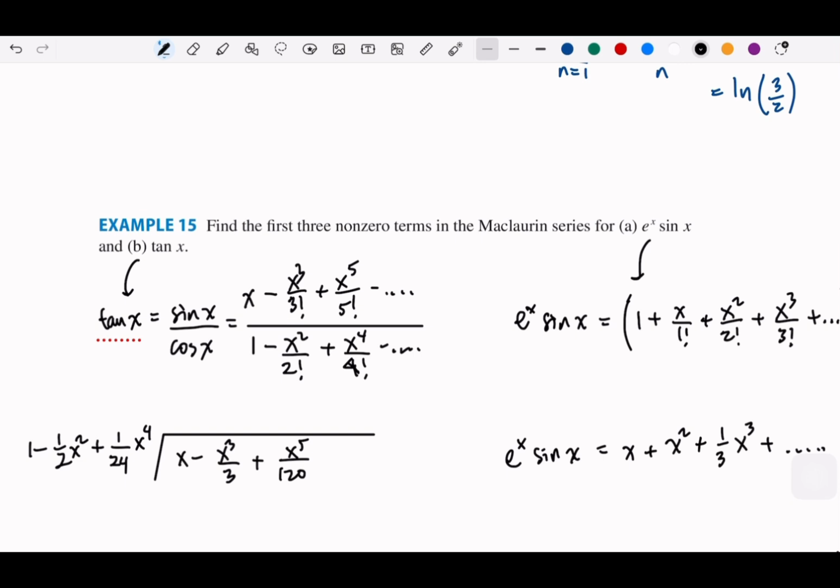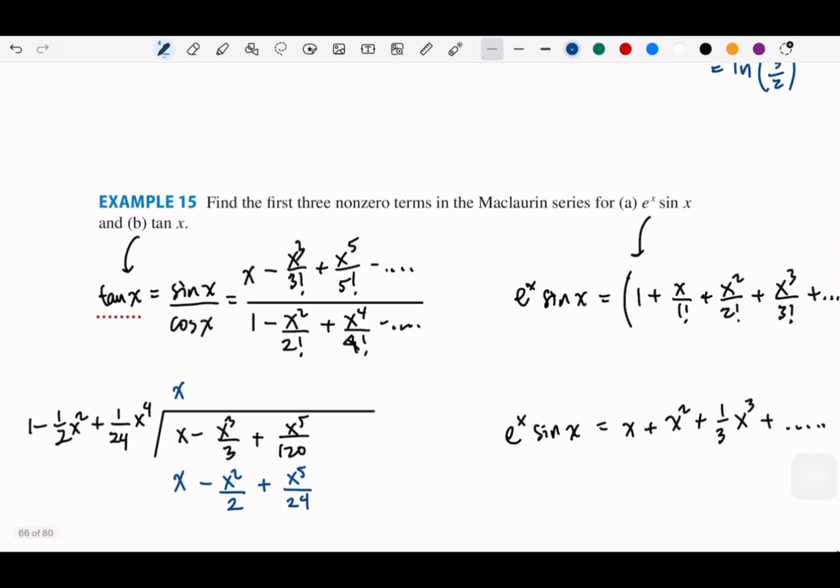And basically you'd start taking 1 by 1, multiply x minus x squared over 2 plus x to the 5 over 24. Oh, this is cube. And you get everything here. And there will be some process, and you will see that we are going to get x plus 1 over 3 x cubed plus 2 over 15 x to the 5. And we can stop here because we only need 3 terms.